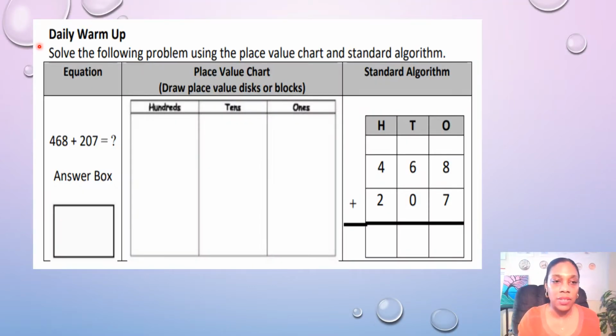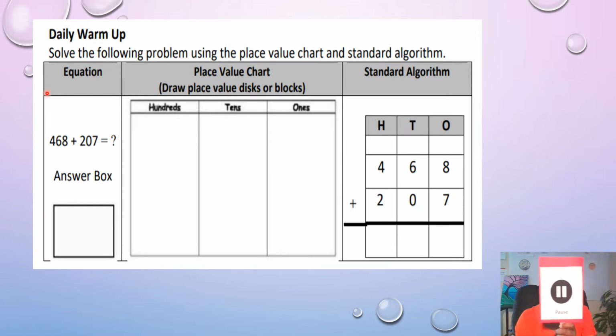Now, we're going to be looking at our daily warm-up. Solve the following problem using the place value chart and standard algorithm. Here is the equation that we're looking at: 468 plus 207. First, we're going to solve it using the chip method. Then we will solve that same problem using the standard algorithm, or what we like to call the vertical form. So let's get started. I want you to start by solving it using the chip method. Please press pause.